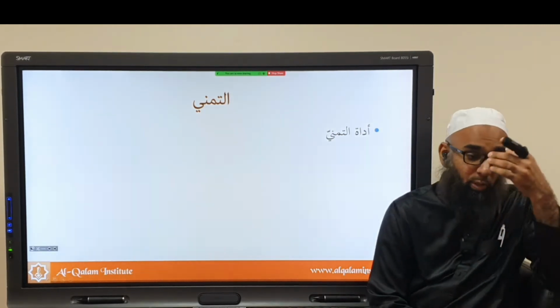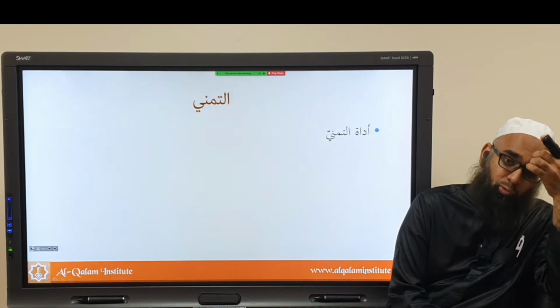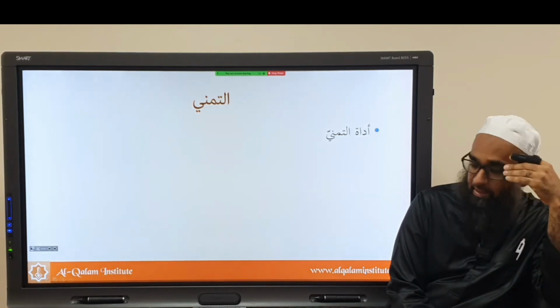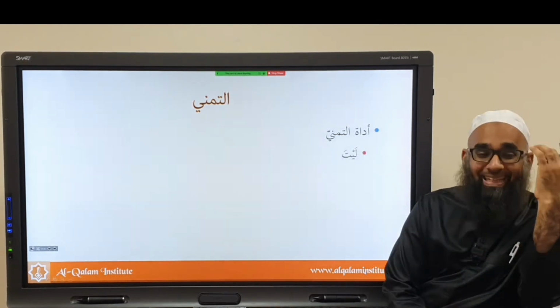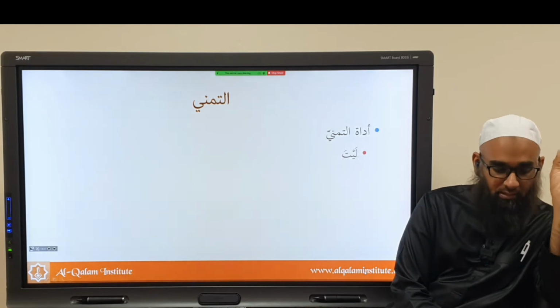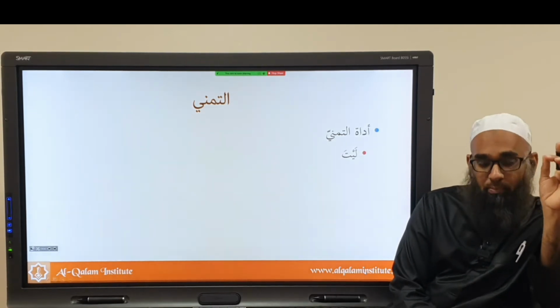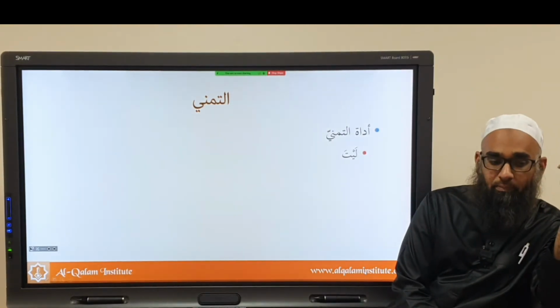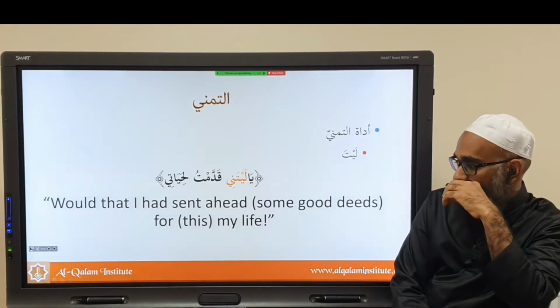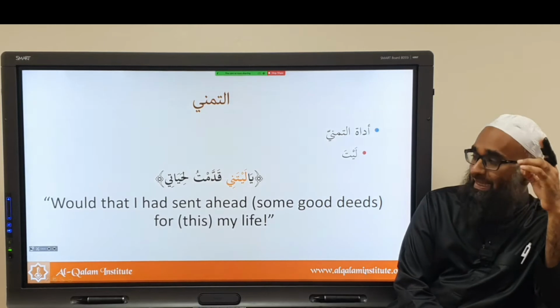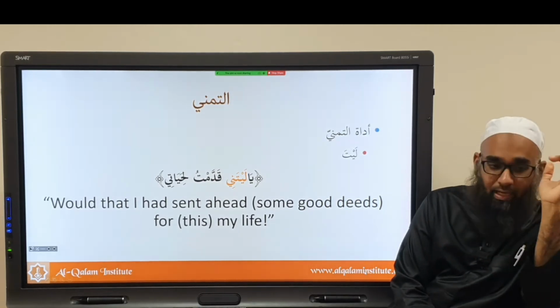Now, which tools, which particles, or which huruf or isms are used for tamanni? So first thing we have layta. That's the key, that's the essence, the ra'sul bab, the aslul bab. The main particle used for tamanni is layta. For example, Ya laytani qaddamtu li hayati.